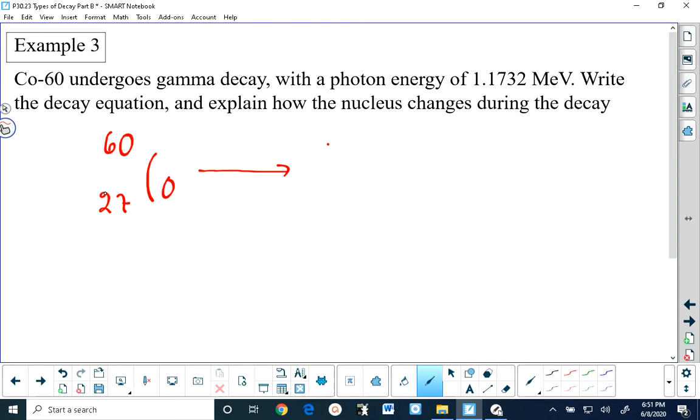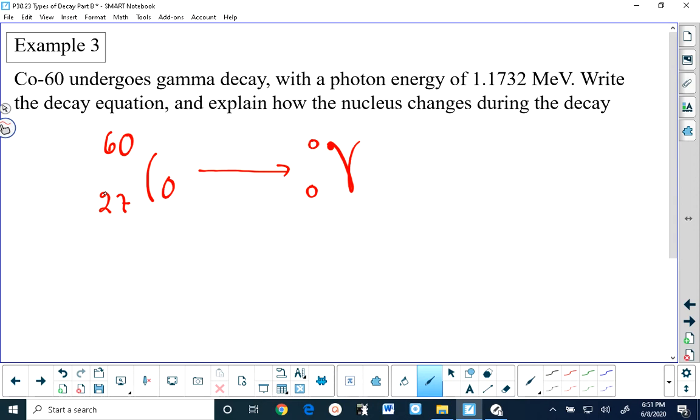So it emits a gamma ray photon. This is the symbol for gamma. What's the charge on a gamma ray photon? Well, it's a photon. It has no charge. How many nucleons are in a gamma ray photon? Well, none, because a gamma ray photon is not matter.